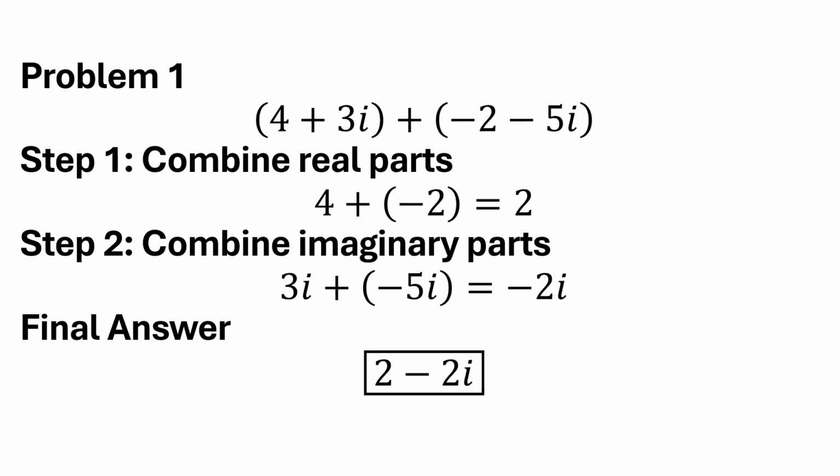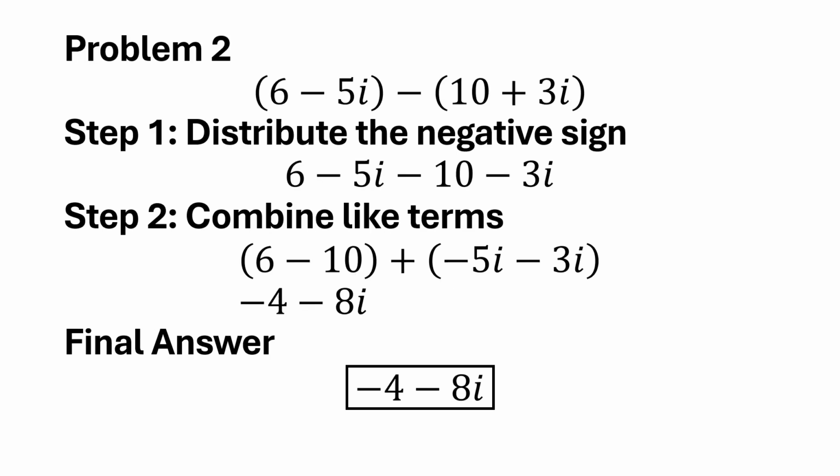To add complex numbers, we combine the real parts and then combine the imaginary parts. 4 plus negative 2 equals 2. 3i plus negative 5i equals negative 2i. Therefore, the answer is 2 minus 2i. When subtracting complex numbers, distribute the negative sign first. 6 minus 10 equals negative 4. Negative 5i minus 3i equals negative 8i. The final answer is negative 4 minus 8i.